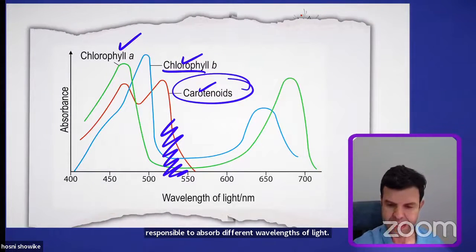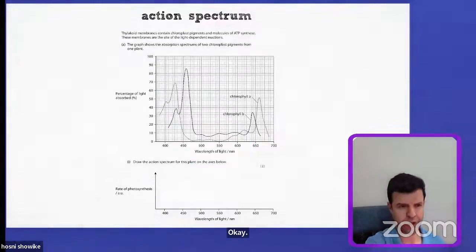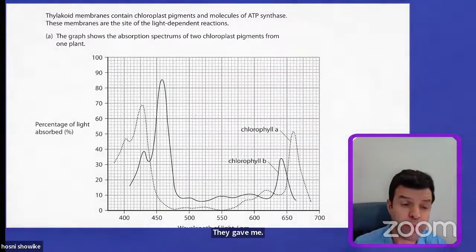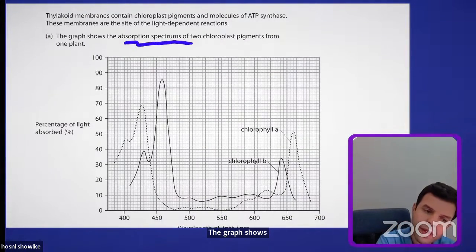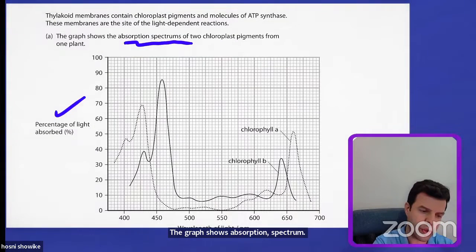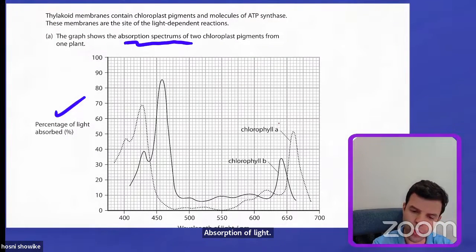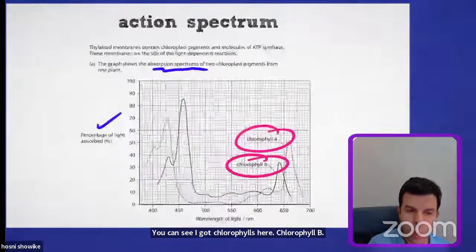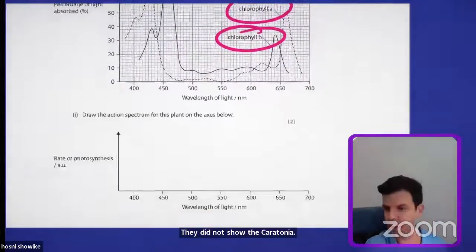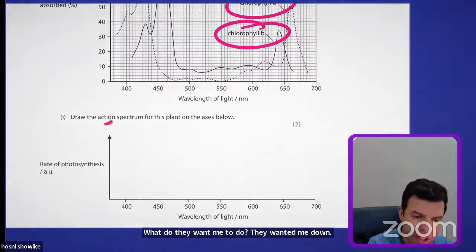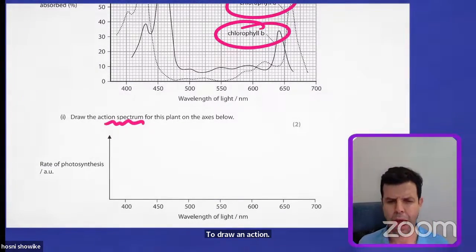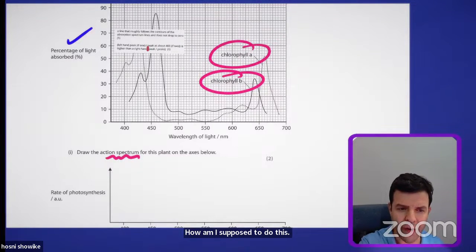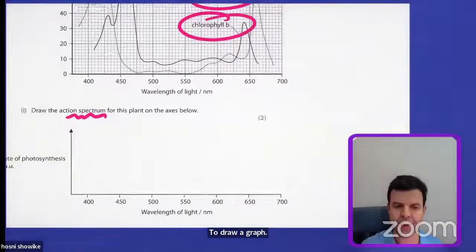Okay? I want to show you a question. Look at the question here. They gave me this graph. The graph shows absorption spectrum, absorption of light. You can see I got chlorophylls here, chlorophyll A, chlorophyll B. They did not show the carotenoids here. What do they want me to do? They wanted me to draw an action spectrum. How am I supposed to do this? So again, I need to draw a graph, a sketch actually, to show an action spectrum.